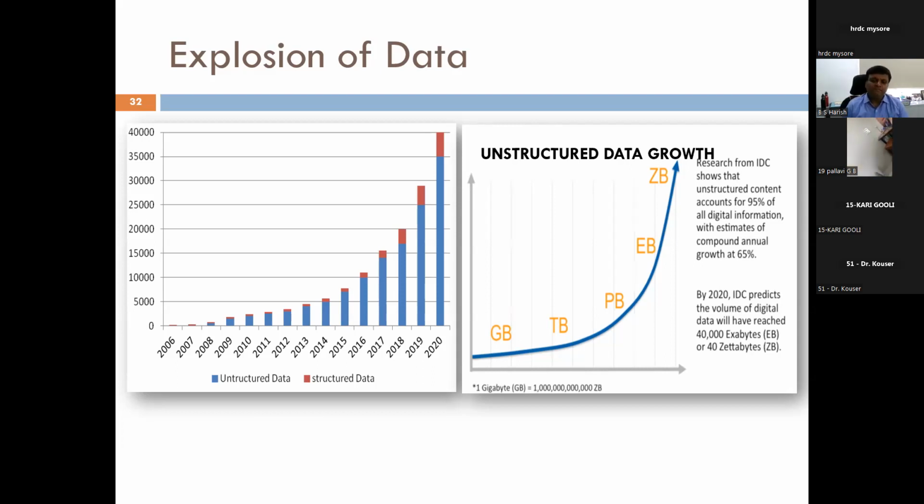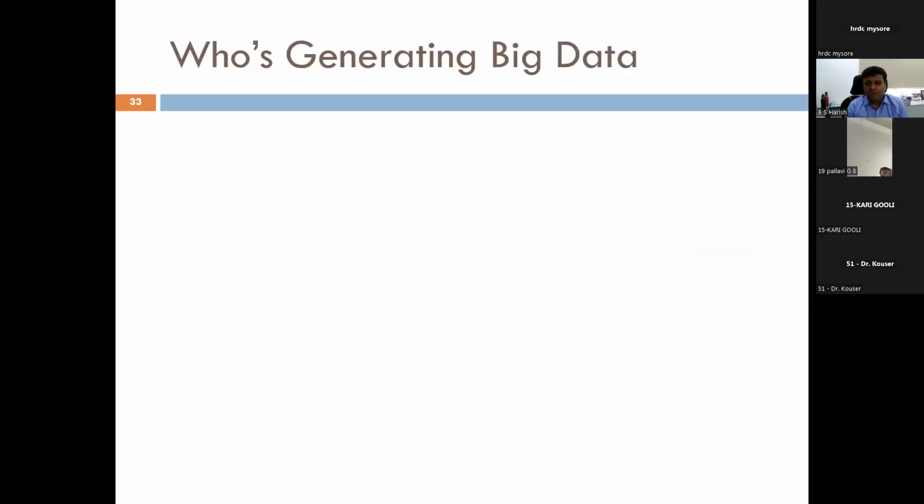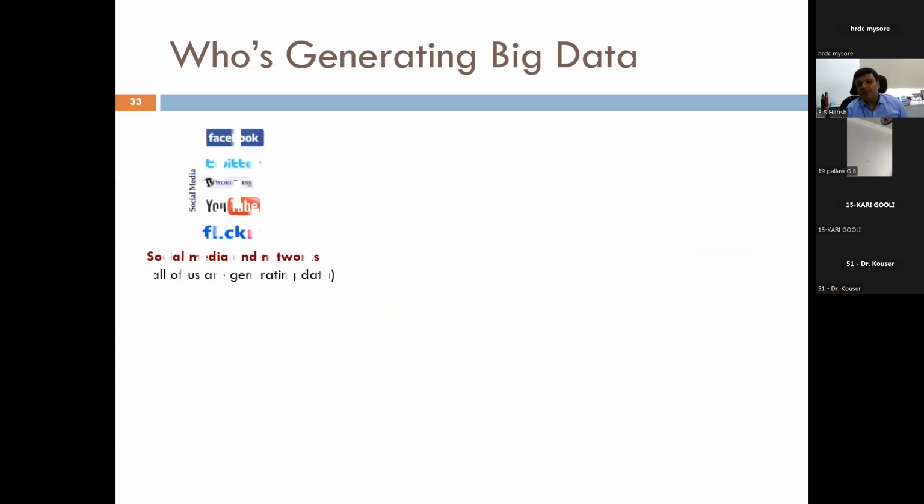If you consider these types of data, this is one of the applications which is leading to the explosion, or increase, of data over the network. Now the question arises: who is generating this big data? Are only commerce people generating the big data? No, it is generated by everyone.